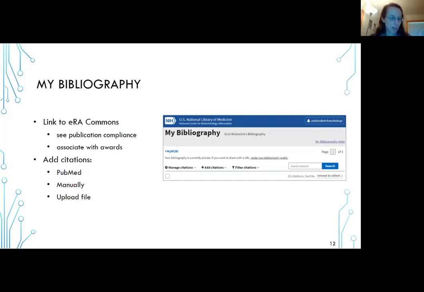And I do want to pause here to mention that the library has resources and expertise that can help with a lot of these resources, including My Bibliography. So if you have any questions about this particular resource, you can always reach out to me or any of my colleagues at the Taubman Health Sciences Library.